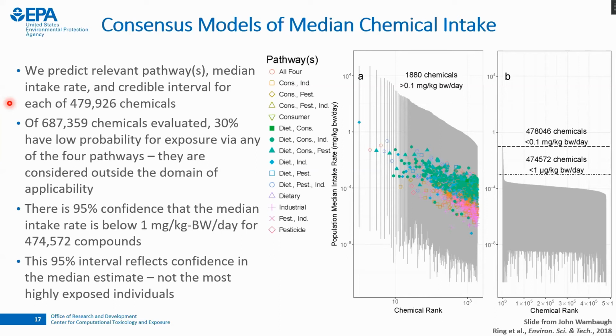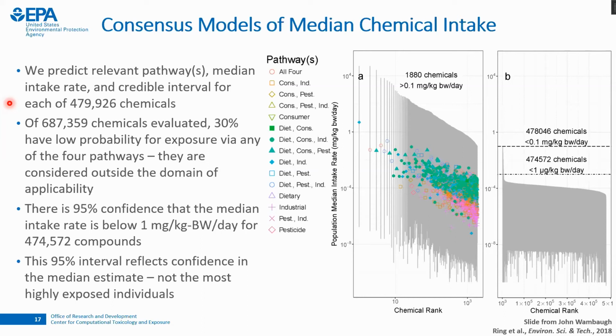And we considered those to be outside the domain of applicability of our models, right? We didn't have a model that we knew could account for it. But when we did have chemicals that were in at least one of those pathways, we were able to say that the median intake rate was below 1 mg per kg per day for about 474,000 of those chemicals.